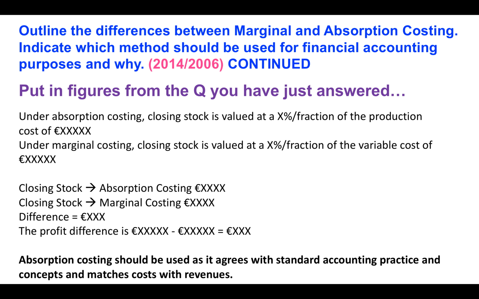So just the outline then about how we would lay that out. Just put in figures from the question you've just answered. So this is how they have laid it out. Under absorption costing, closing stock is valued at a fraction of the production cost of whatever it is. Under marginal costing, closing stock is valued at a fraction of the variable cost of whatever the variable cost is. So closing stock under absorption costing is X, closing stock under marginal costing is X, the difference is equal to whatever it is, and the profit difference is the profit of absorption minus the marginal, equal to whatever it is. So absorption costing should be used as it agrees with standard accounting practice and concepts and matches costs with revenues.